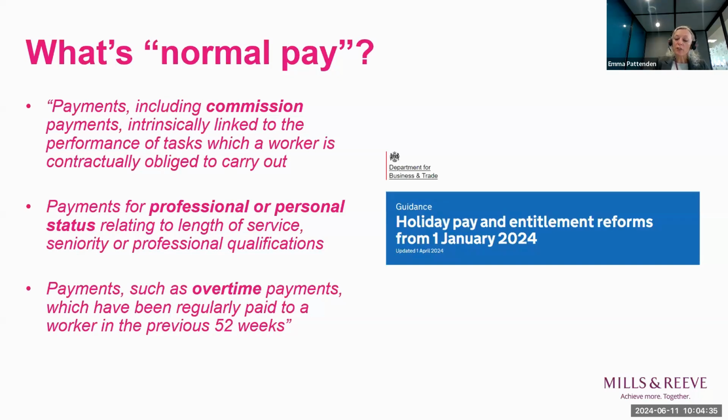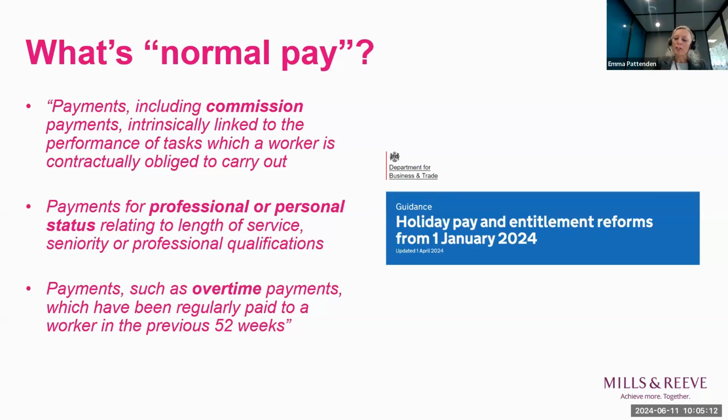The regulations themselves don't use the term normal pay, but they list what should be included for the purposes of calculating a week's pay, as I've set out on the slide there. So this includes commission payments intrinsically linked to the performance of tasks which a worker's contractually obliged to carry out, payments for professional or personal status, and payments such as overtime payments, which have been regularly paid to a worker in the previous 52 weeks. So there's a reference period there that's used of the 52 weeks prior to the leave being taken.